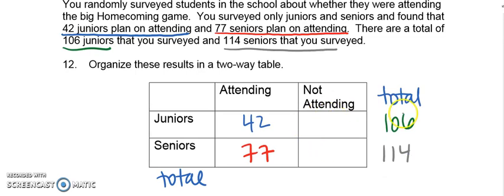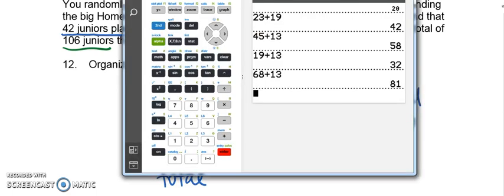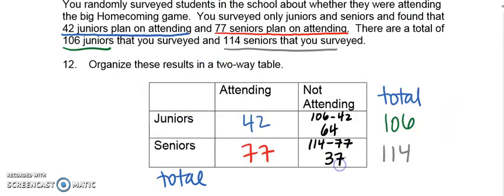All right, well, what you're going to have to do is take that 106 and subtract the 42. And when you do that, you get 64. And to find the number not attending here for seniors, you would do 114 and subtract out the 77. 114 minus the 77, and you would get 37. And you know me, I said I like to make the totals here, so I would go ahead and add everything up, and here we get 220.